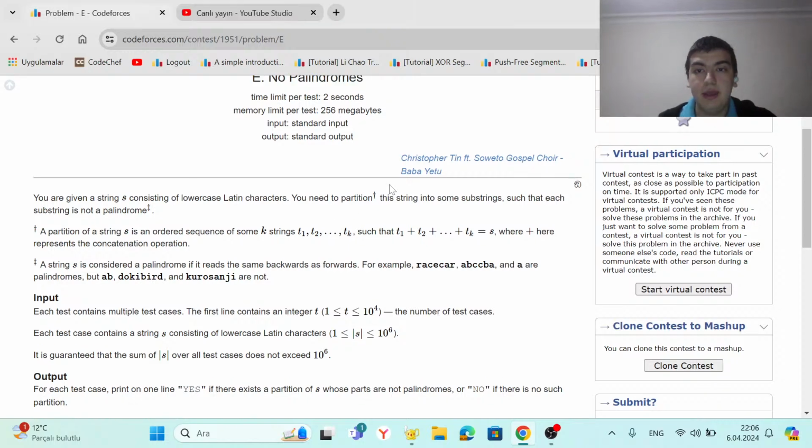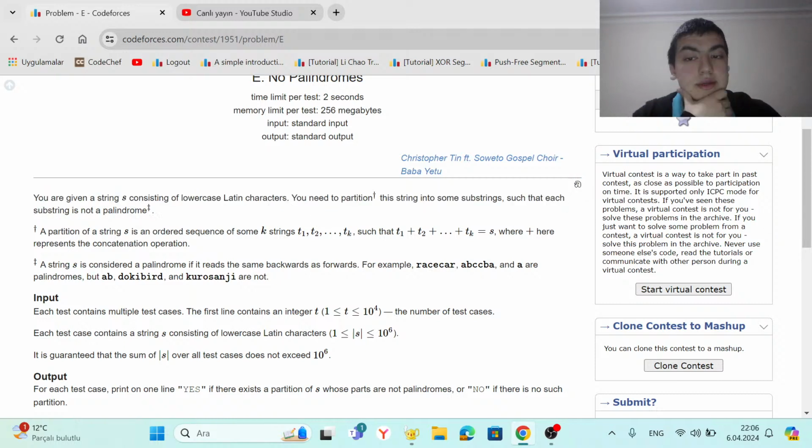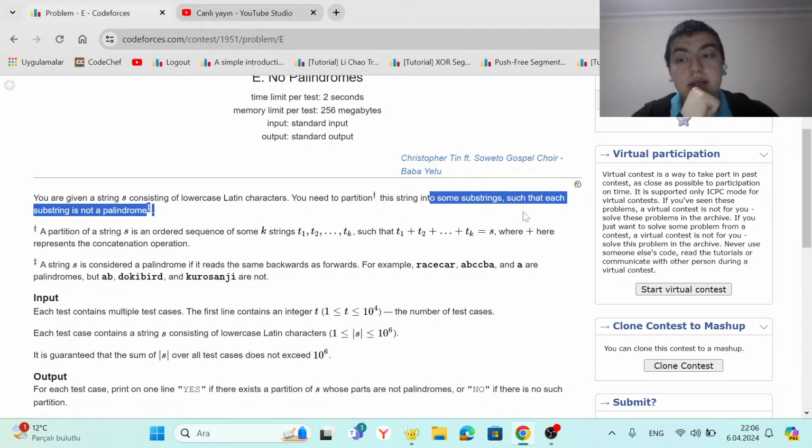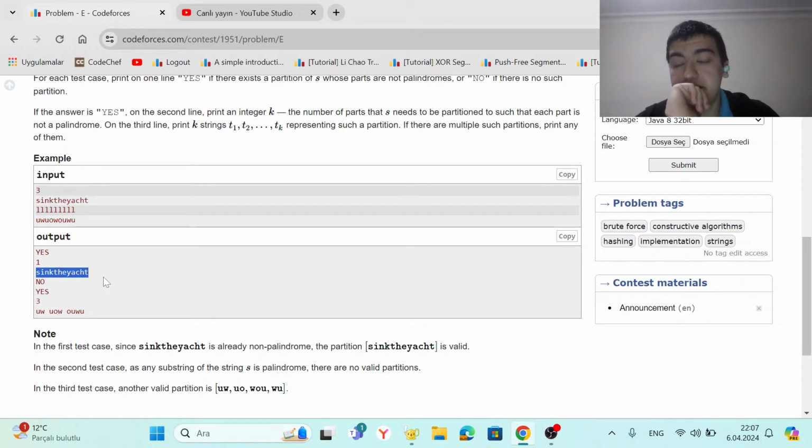Let's continue with problem A. I will not show the solution code for this. I will only tell the reason of the solution. We have a string with lowercase Latin characters. We need to partition it into substrings, where each substring will not be a palindrome. Like this is not a palindrome, so we can output it.